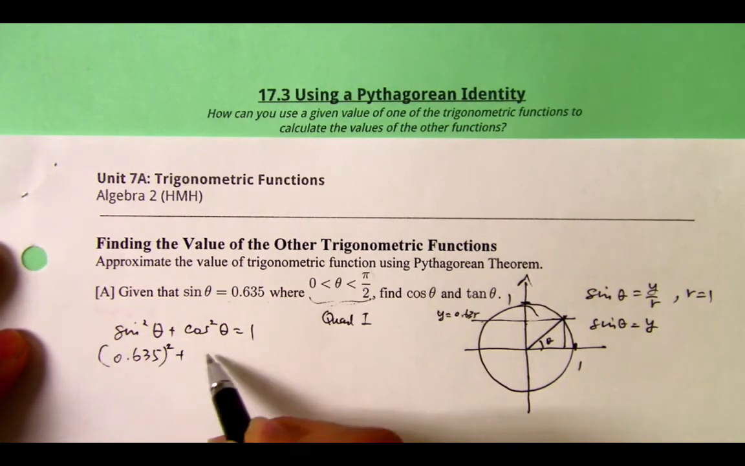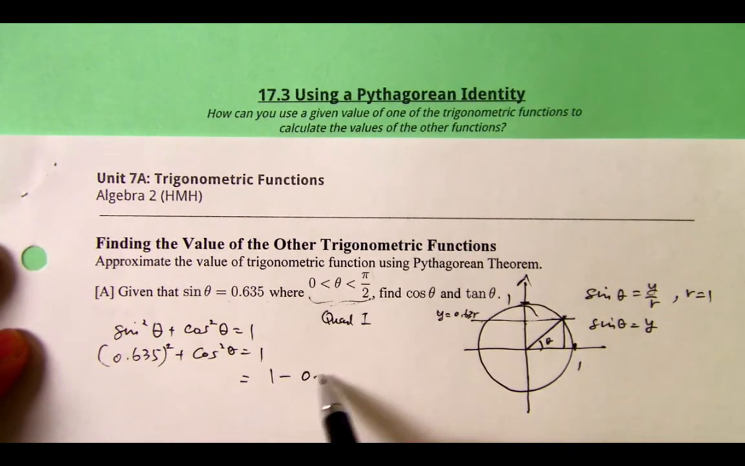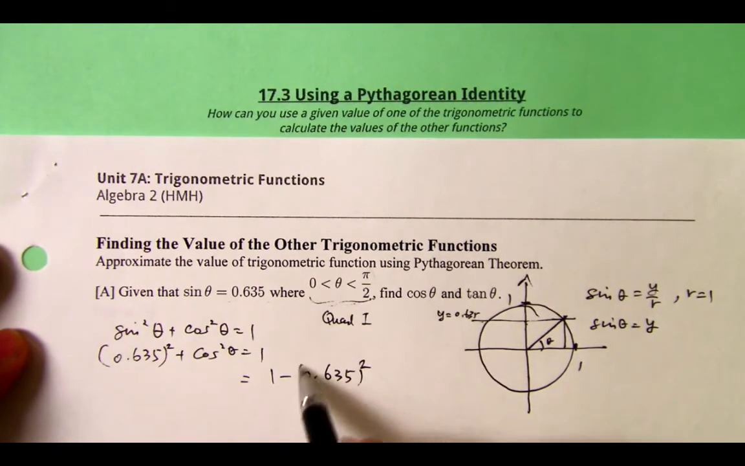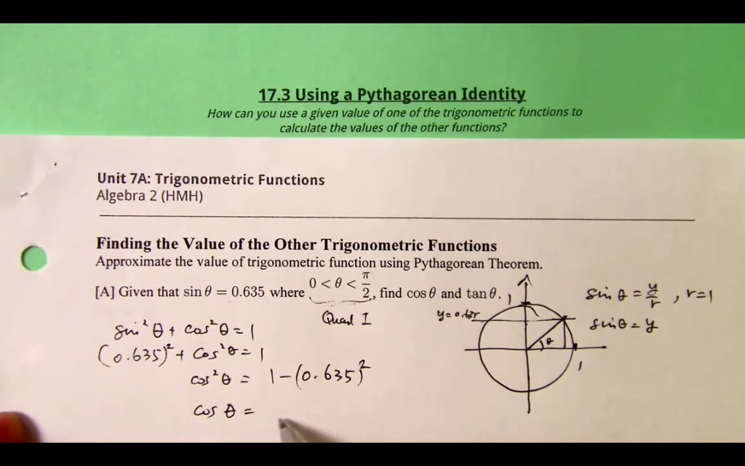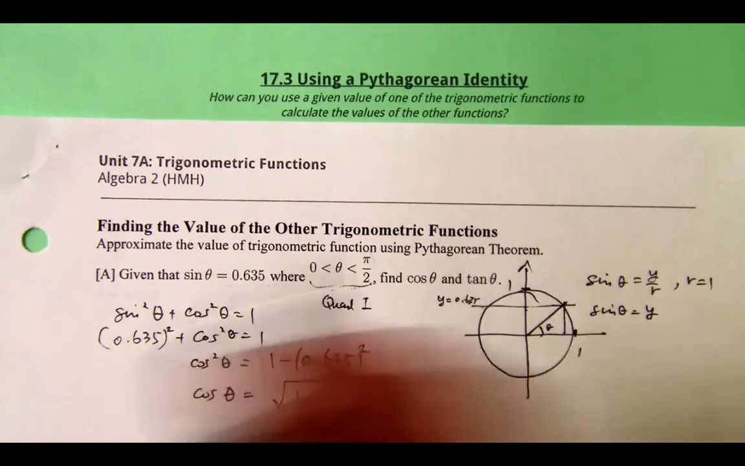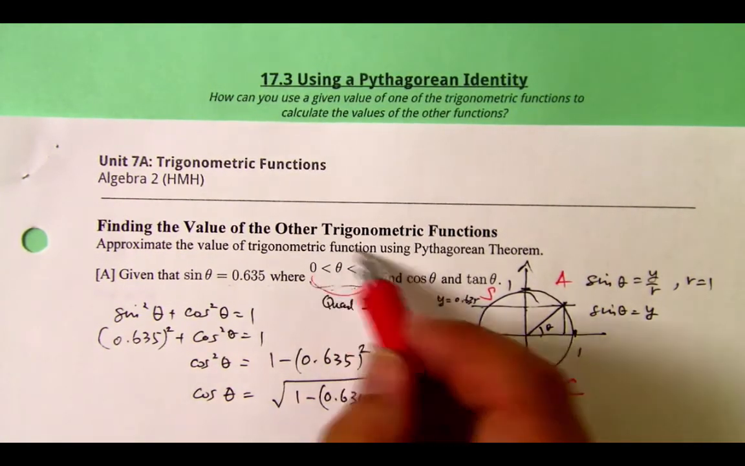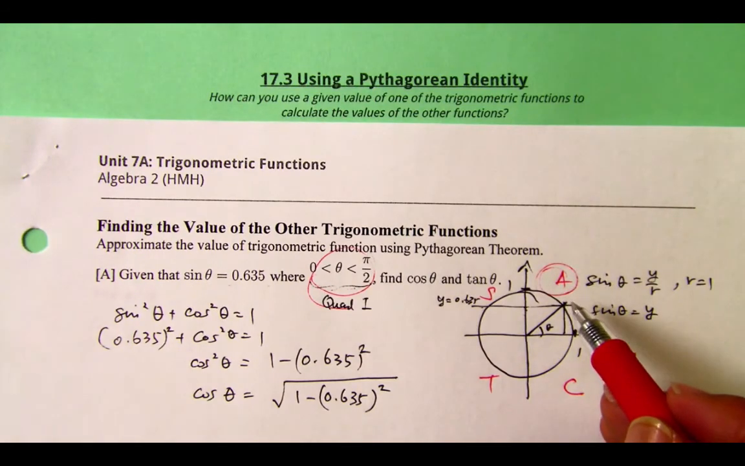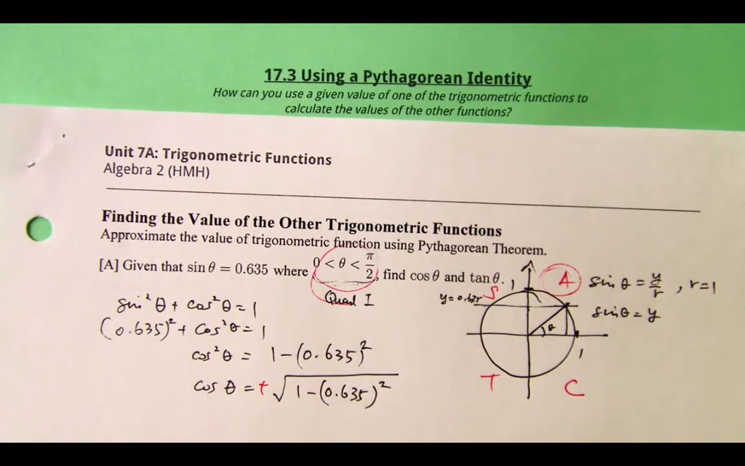0.635 squared. To solve for the cosine, we need to move this to the other side, right? But that's cosine squared theta. To find cosine theta, I square root both sides. But the question is, do we still put plus or minus or what? We know that all students take calculus. Because this is in the first quadrant, every trig function is positive. So we're going to stay with positive, right? It's not negative.